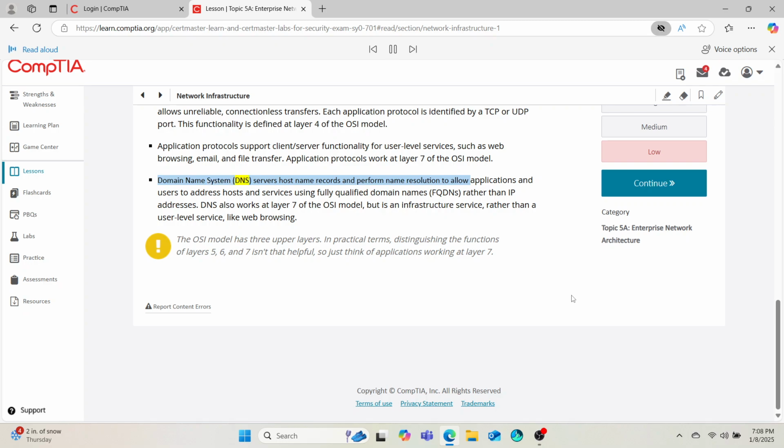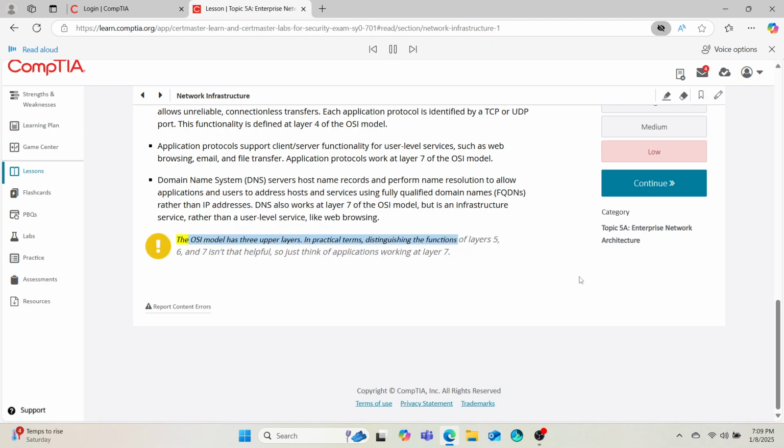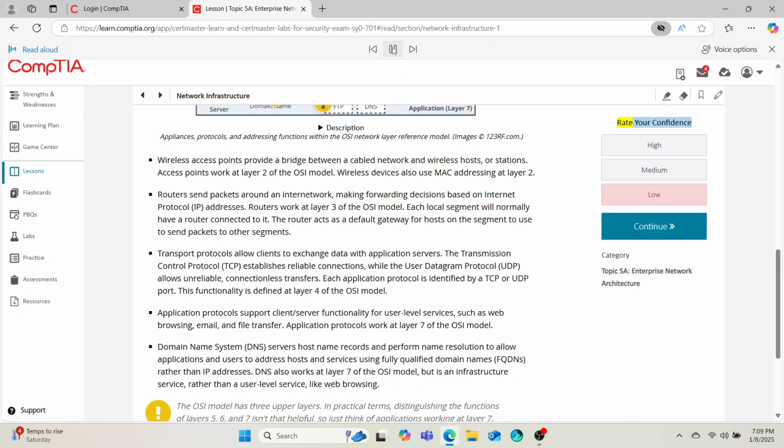Domain Name System (DNS) servers host name records and perform name resolution to allow applications and users to address hosts and services using fully qualified domain names (FQDNs) rather than IP addresses. DNS also works at layer 7 of the OSI model, but is an infrastructure service rather than a user-level service, like web browsing. The OSI model has 3 upper layers. In practical terms, distinguishing the functions of layers 5, 6, and 7 isn't that helpful, so just think of applications working at layer 7.